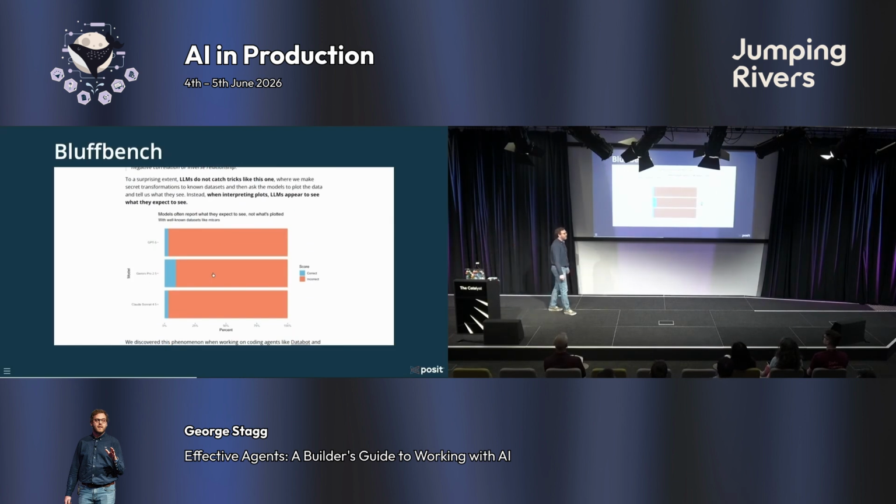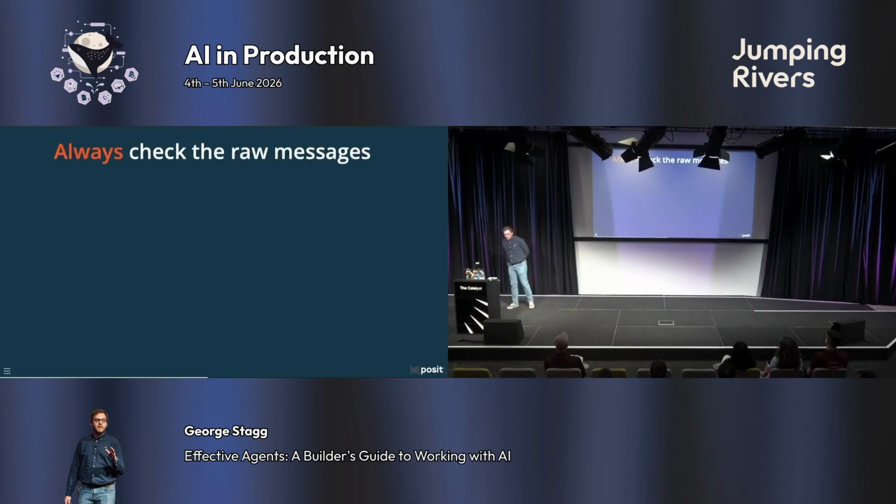They will say, oh, as horsepower goes up, miles per gallon goes down, because that's what they expected to see. And you can see here that most models failed at this task. So do keep that in mind. Always, if you're building AI agents, check the raw messages, check the network.